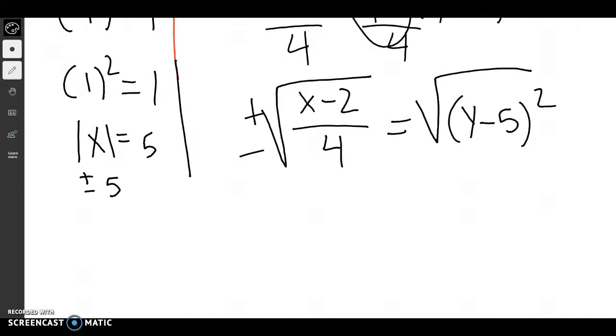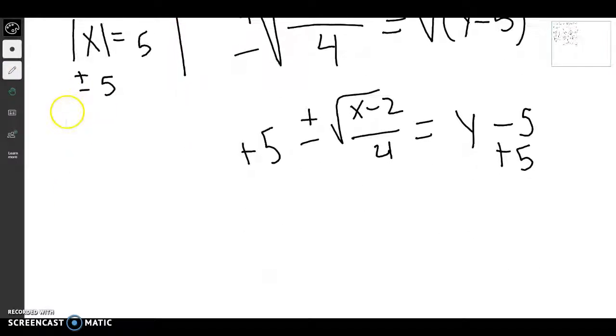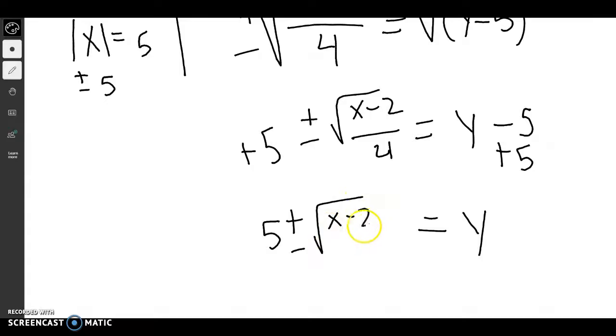Now I'm going to have plus or minus the square root of x minus 2 over 4 is equal to y minus 5. I'd add 5. And my last thing would be that y is equal to 5 plus or minus the square root of x minus 2 all over 4.